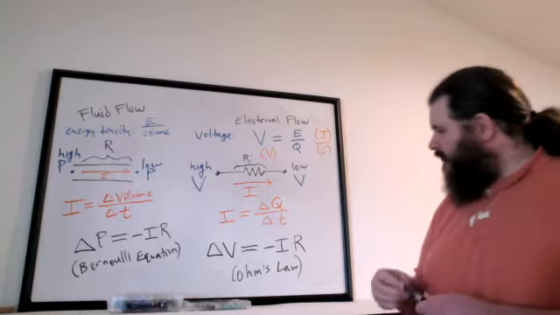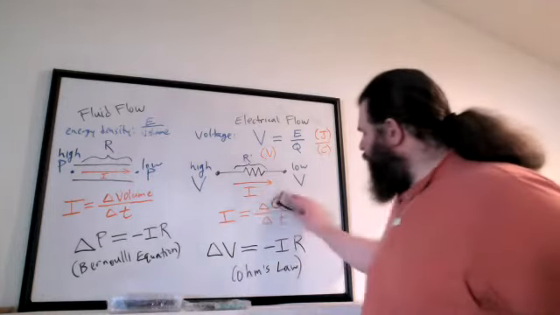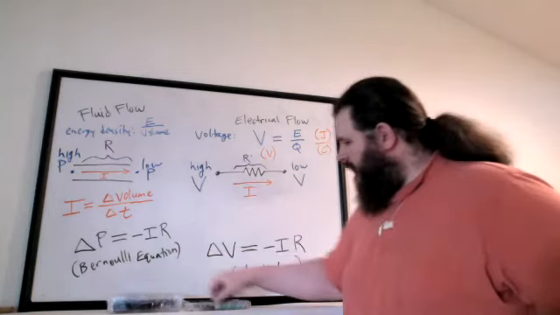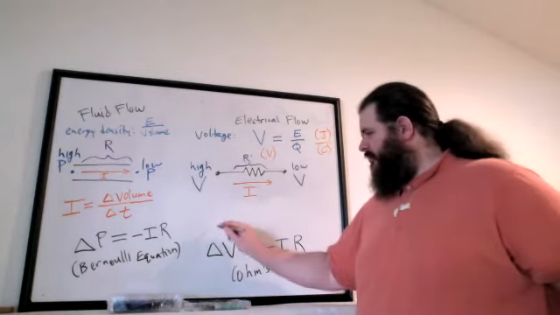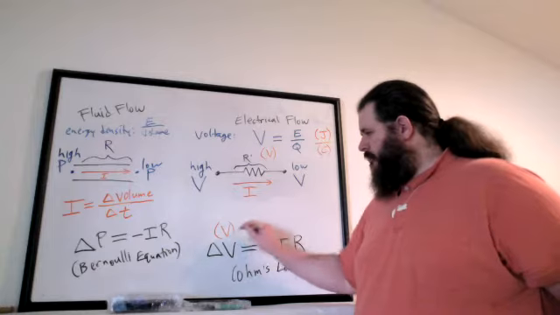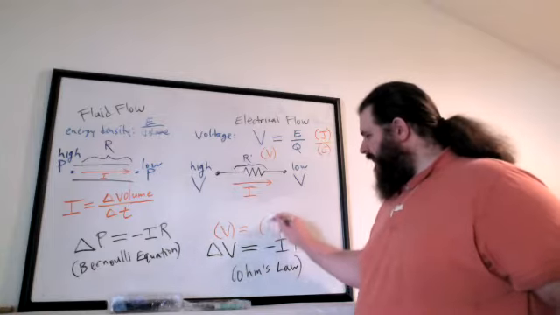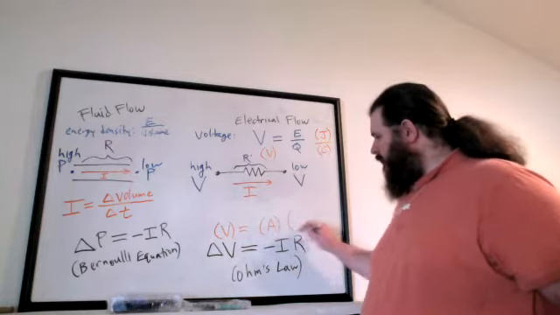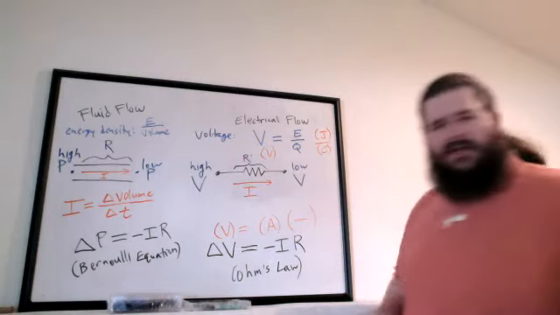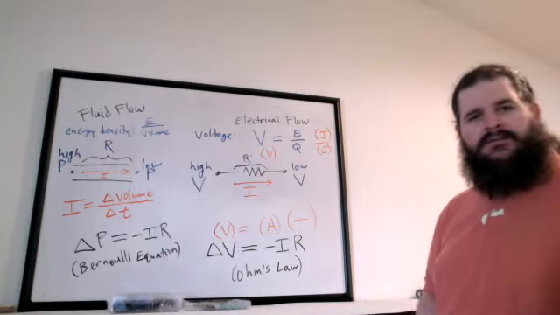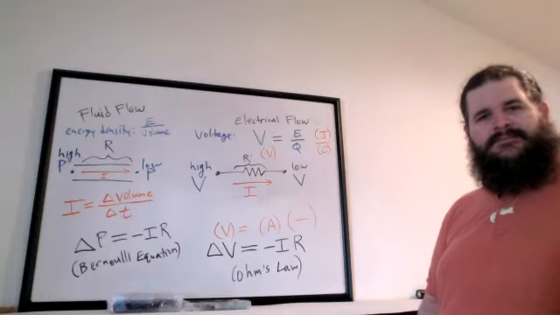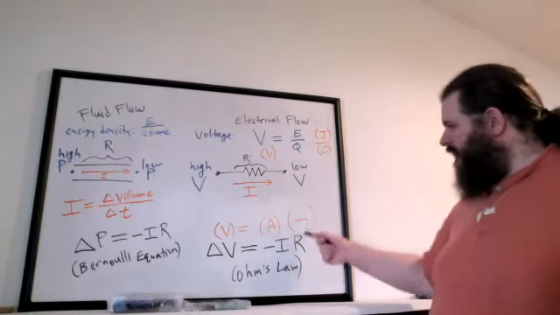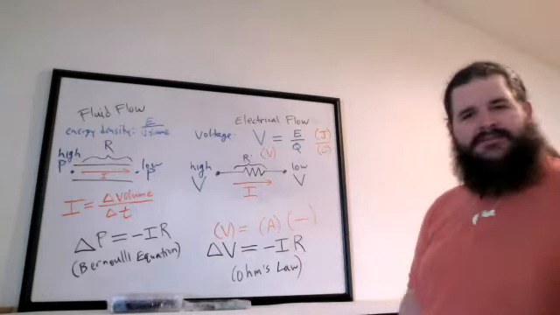We could also take a closer look at the units here, because voltage is measured in volts. Current is measured in amps. So what does resistance have to be to make this work out? What fraction would convert amps to volts?